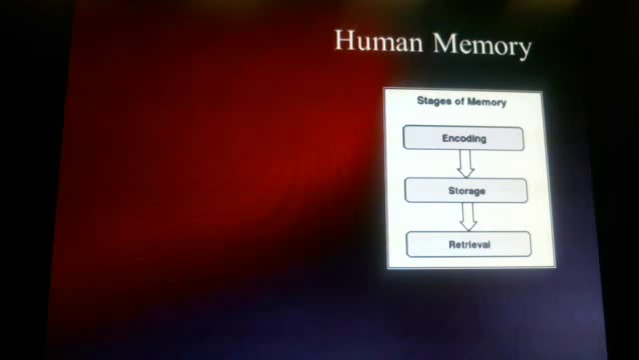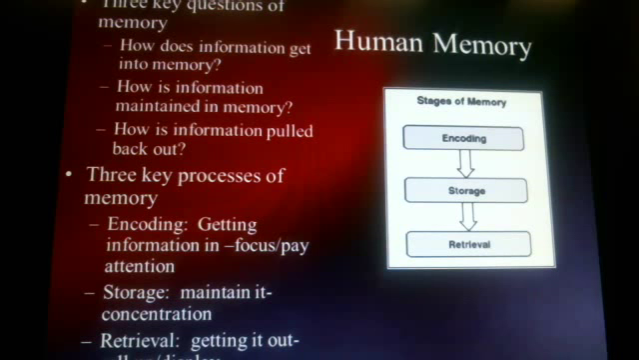So kind of getting us into the first part of memory here. What we're going to talk about is the 3 key questions. How does information get into your memory? How is information maintained in your memory? And then how is information pulled back out? To do this, we're going to look at 3 key processes of memory. First is encoding. Encoding is getting the information in.